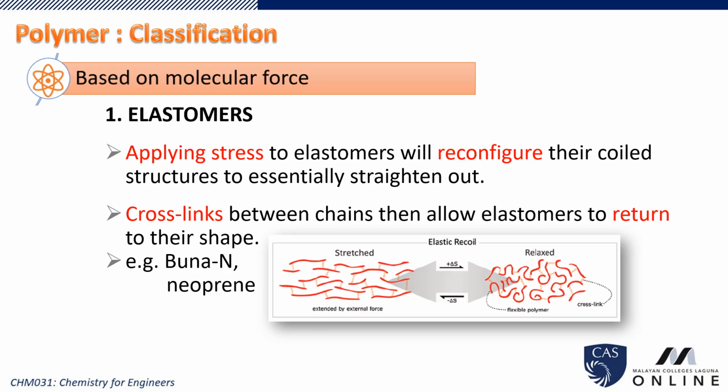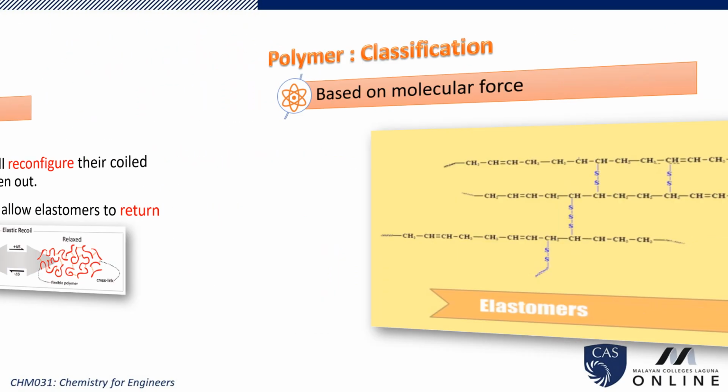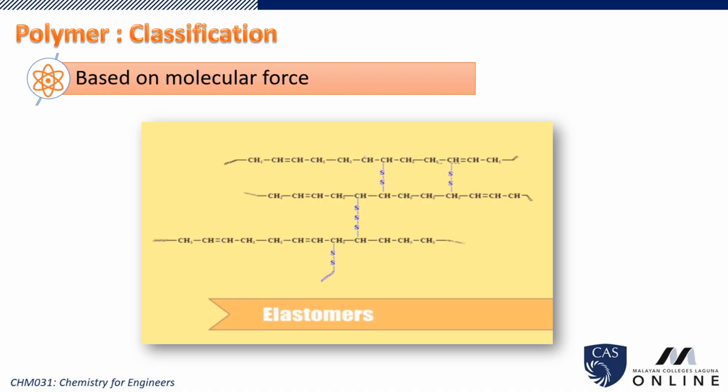Without cross-linking, deformation would be permanent. Cross-links provide elasticity and resilience to the elastomer. Applying stress to the elastomer will reconfigure their coiled structures to essentially straighten them out. Cross-links between chains then allow elastomers to return to their shape. When stretched, their chains align, and when released, they return to their coiled structure. Cross-links help restore the elastomer to its original shape.